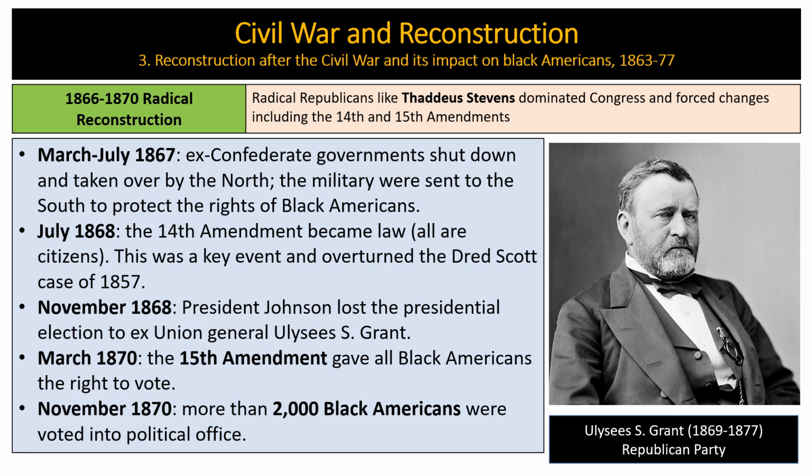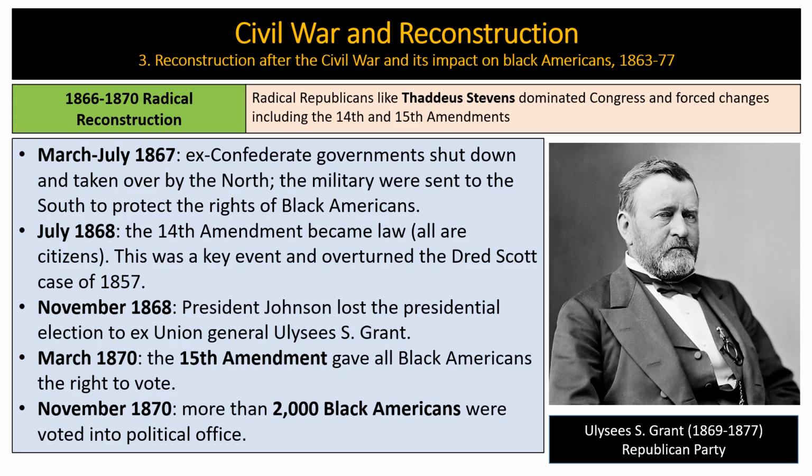So between March and July 1867, ex-Confederate governments were shut down and taken over by the North, and the military was sent to the South to protect the rights of black Americans. In July 1868, the 14th Amendment became law, which said that all people, no matter whether they're black or white, would be American citizens. This was a key event and overturned the Dred Scott case of 1857.